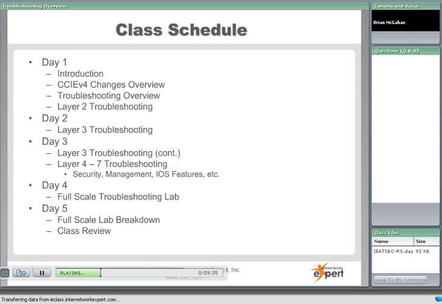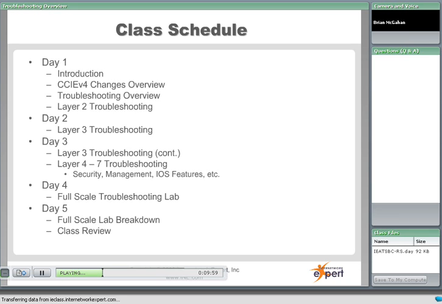Then on Friday, on day 5, we are going to be doing a review of all the individual issues that we saw on Thursday, and then taking people's questions and kind of wrapping the week up as a whole. So for today, mainly we are going to be focusing on layer 2 troubleshooting. Tomorrow and Wednesday is going to be a mix of basically layer 3 and beyond.